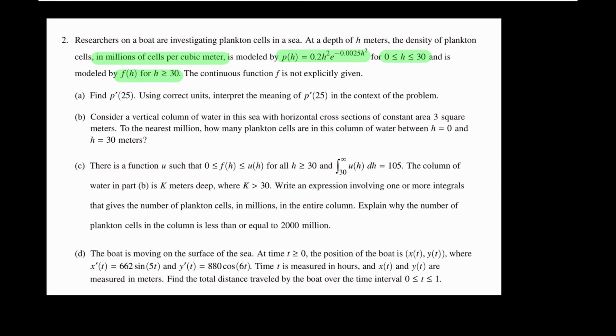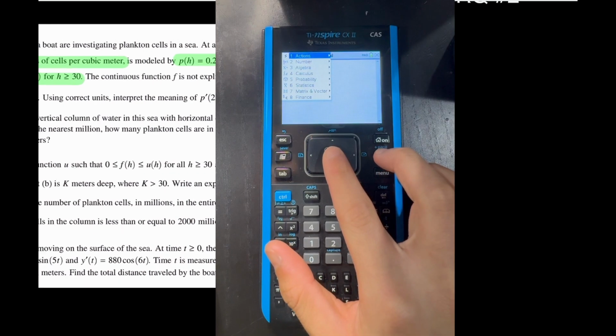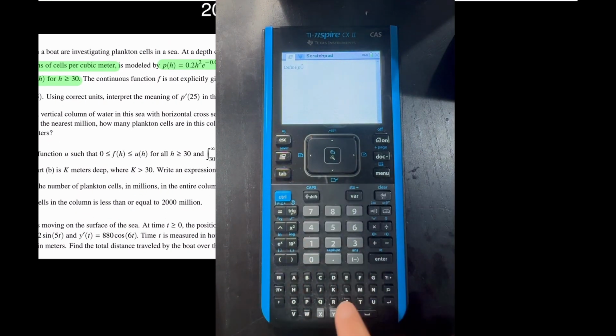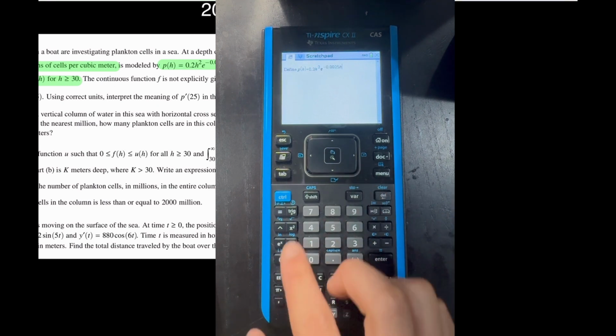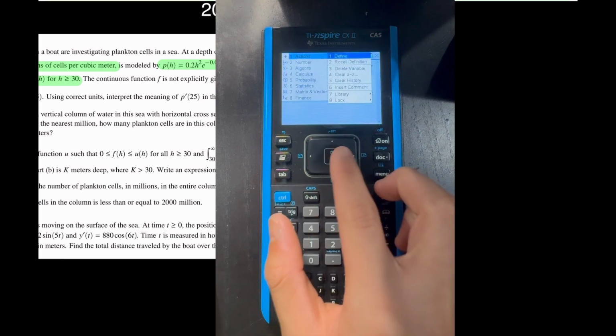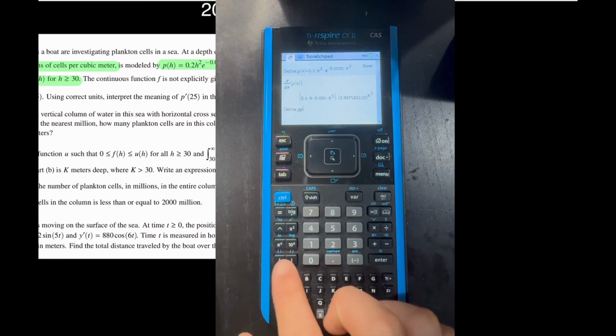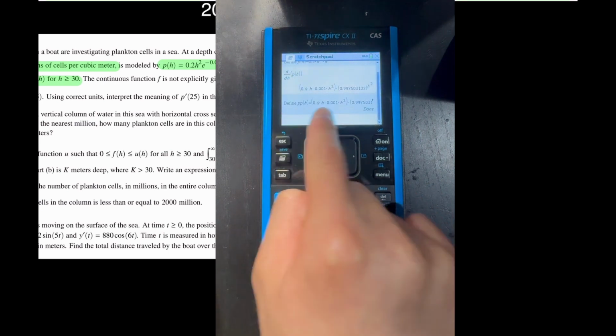The first problem asks us to find P prime of 25 using correct units. So first, because this problem asks us to find P prime of 25, we know to use the function that is given in the problem because it's within the range from 0 to 30. Then, using our calculator, we can define a function P of h using the define button. Then we can take the derivative of this function and immediately set it to another function. I prefer to use two different names instead of reusing the same one, so I can keep track of how many times it has been differentiated.